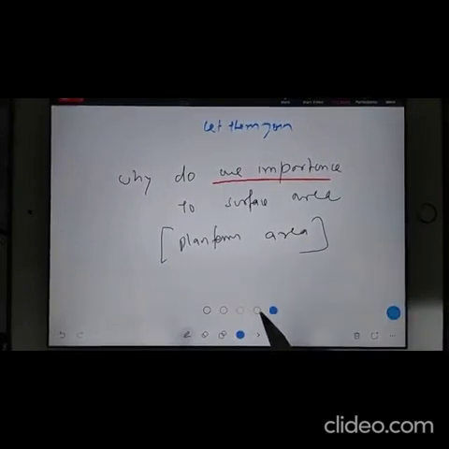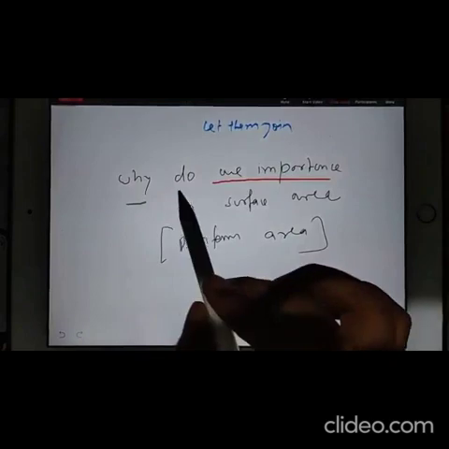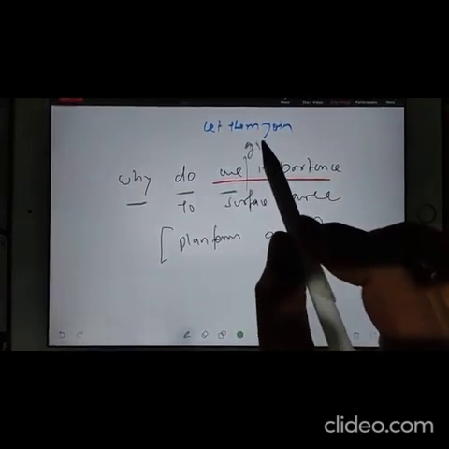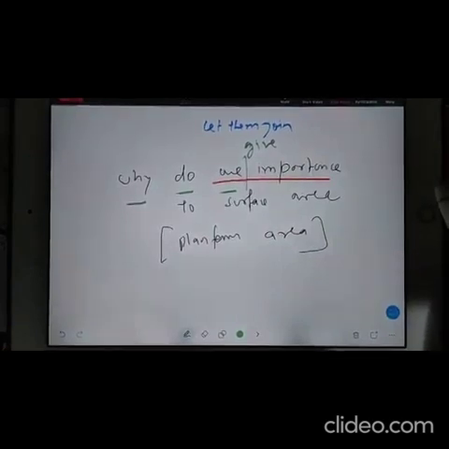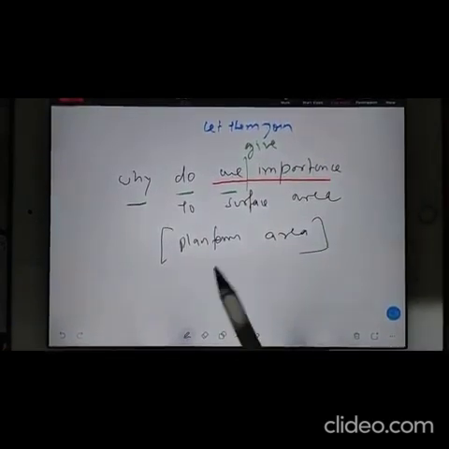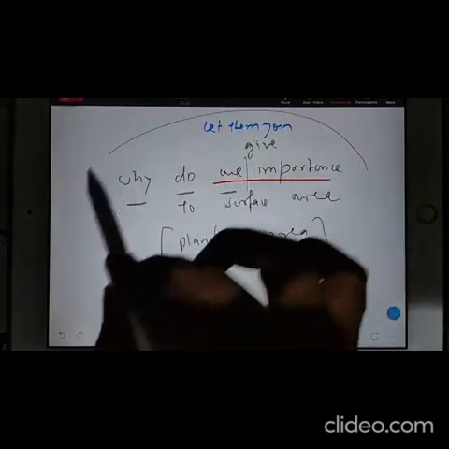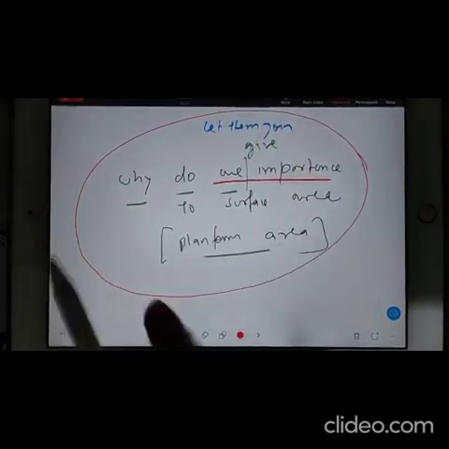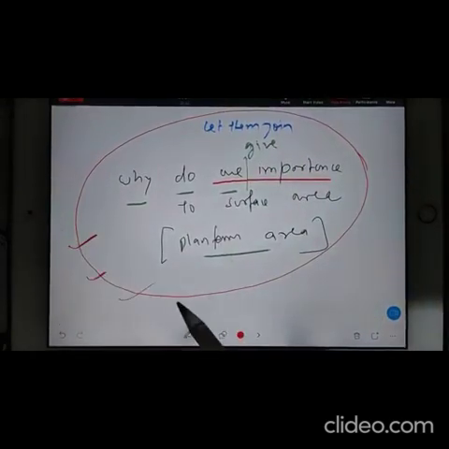My incoming question is, why do we give importance to surface area, that is plane form area? Actually, everything about flaps is running around only this question. Why do we give importance to surface area?